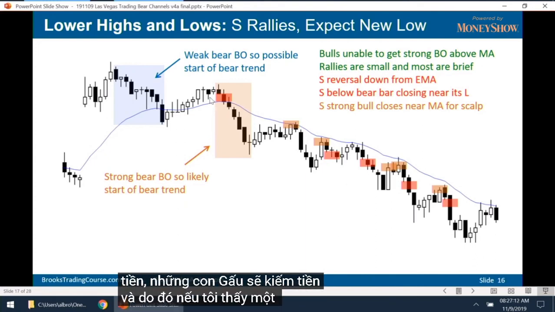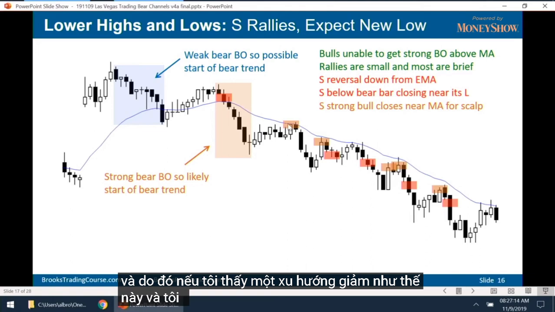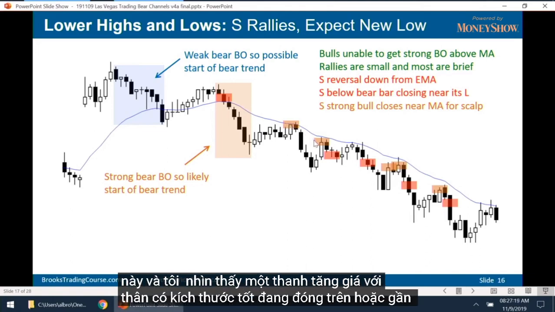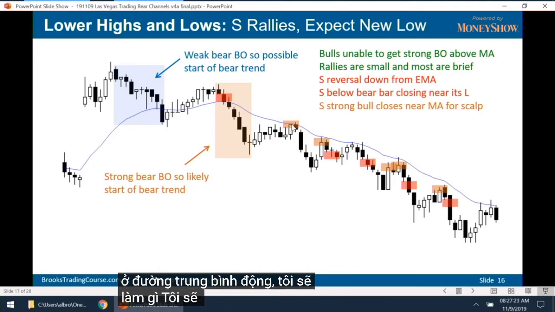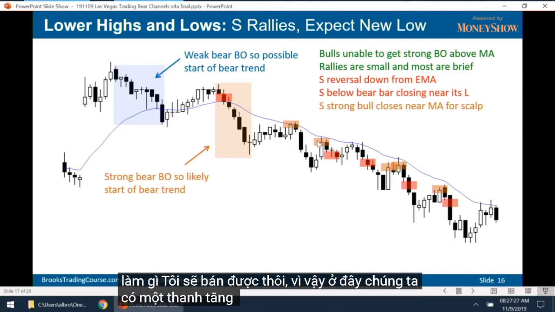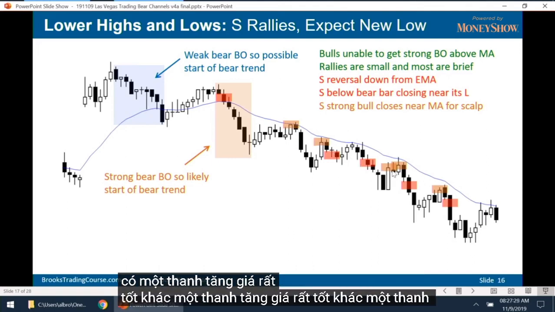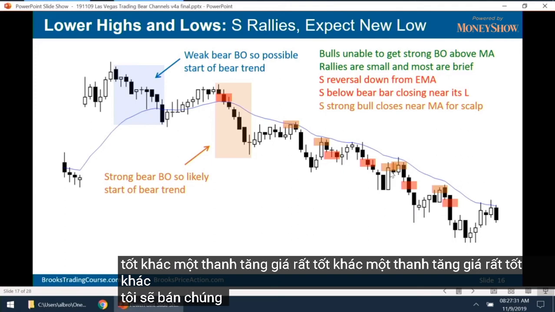And therefore, if I see a bear trend like this, and I see a bull bar with a good-sized body closing on or near its high at the moving average, what am I going to do? I'm going to sell, all right? So here you have a very good bull bar, another very good bull bar, another very good bull bar, and I'm going to be selling them.